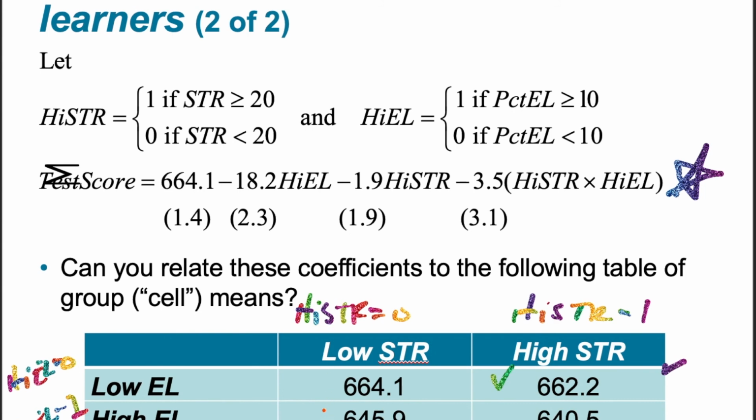Now let's look at the lower left-hand box. High STR equals 0, high EL equals 1. So low STR but high EL. In the regression, for the second term, high EL equals 1, so we have that one. The third term, high STR, equals 0, so that third term is equal to 0. And the fourth term is also 0 because high STR is equal to 0. So we only have the first term and the second term. 664.1 minus 18.2 gives us 645.9. Finally, let's look at the case where high STR and high EL are both equal to 1.